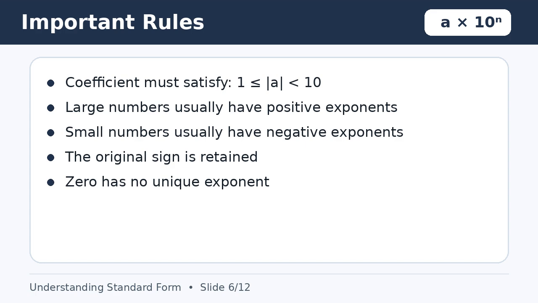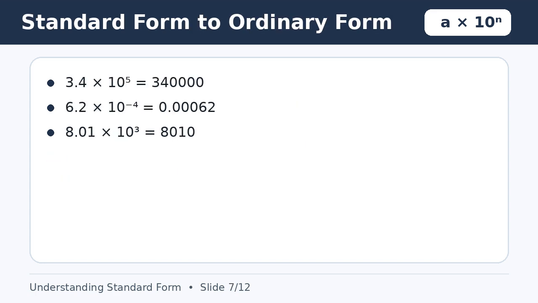Finally, 0 cannot be written with a unique standard form exponent because 0 times 10 to the power n is 0 for every integer n. We can also convert numbers from standard form back into ordinary decimal form.